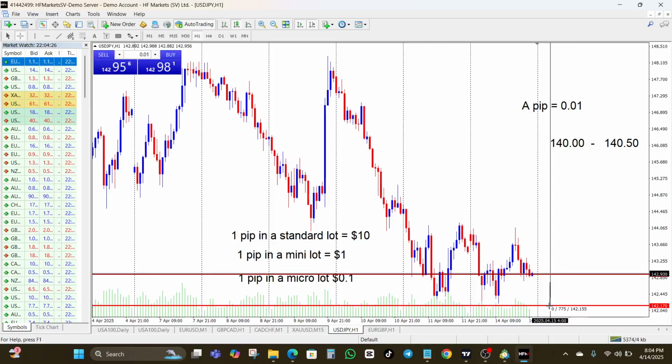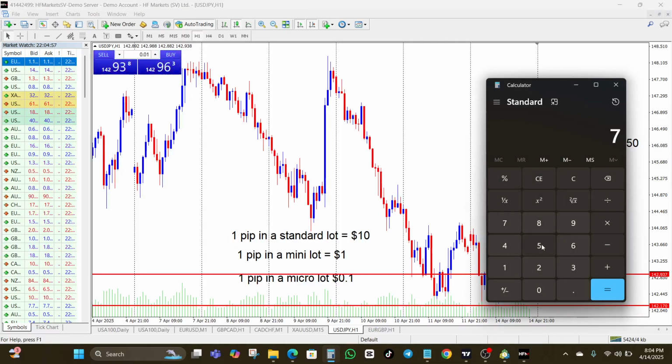So here we have about 750 points. Remember that 1 pip is equal to 10 points. If you look down here, you're going to see 750, so we have 750 points, meaning 75 pips. For 75 pips, since 1 pip in a standard lot is equal to $10, if you are using one standard lot and you are risking 75 pips, it means 75 times 10. That means you're going to be risking $750.